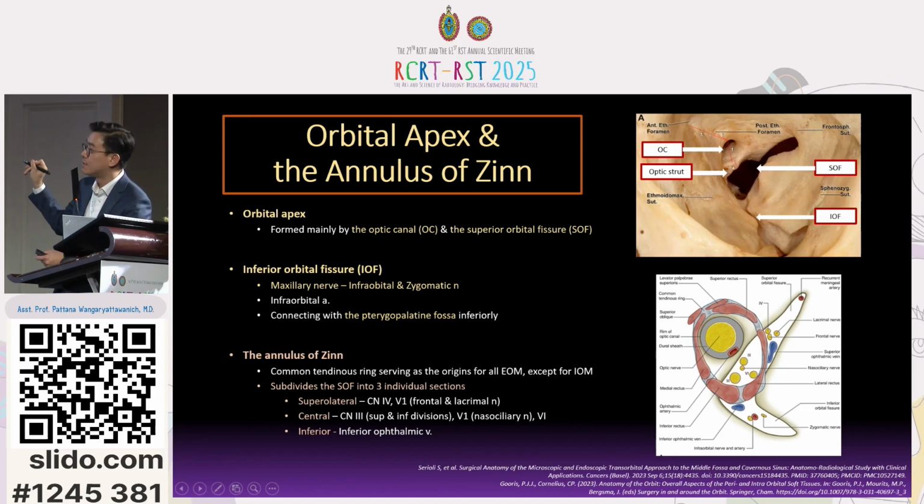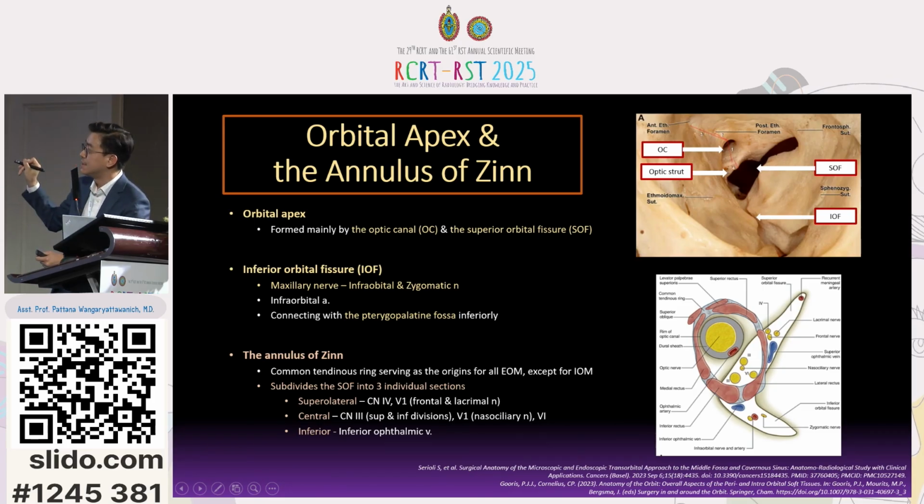For example, in the superolateral section of the superior orbital fissure, you have cranial nerve 4 and 2 branches of cranial nerve V1, including the frontal nerve and lacrimal nerve, that traverse through this area of the SOF. And in the central portion, we have cranial nerve 3 and cranial nerve 6 and 1 branch of cranial nerve V1.